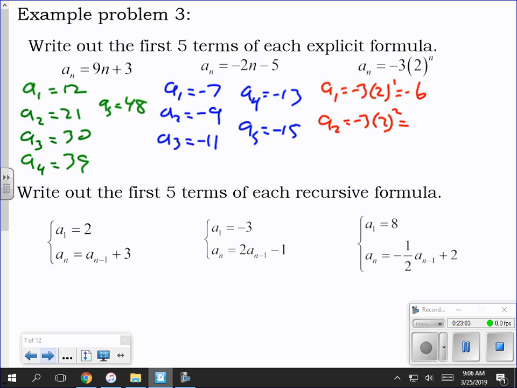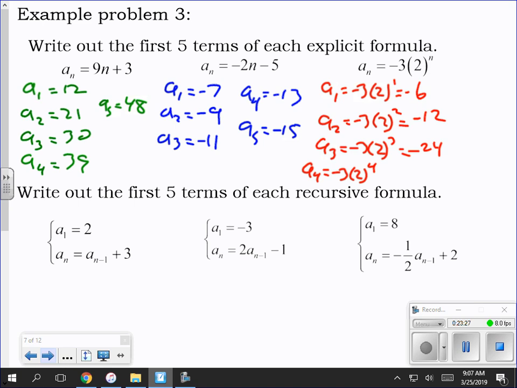You do your exponent before the multiplication. This one's negative 12. A sub 3, negative 3 times 2 cubed. Negative 3 times 8 is negative 24. A sub 4, negative 3 times 2 to the 4th, which is 16 times negative 3, which is negative 48.